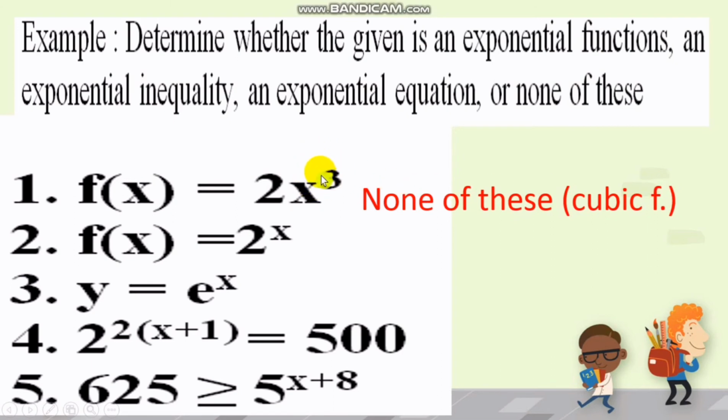Ito naman, obvious, may exponent na variable, yung base greater than 0 and it's not equal to 1, may f of x, may x, so this is exponential function. In this case, class, ito naman, y is equal to e raised to x. Yung e dito, class, is what we call natural number. Ang value ng e dito, class, ay 2.71828. Okay, raised to x. So, we call this one as the natural number or Napier's constant. Okay, so still, yung base mo ay greater than 0 at saka hindi naman 1. May x, may y, so exponential function.